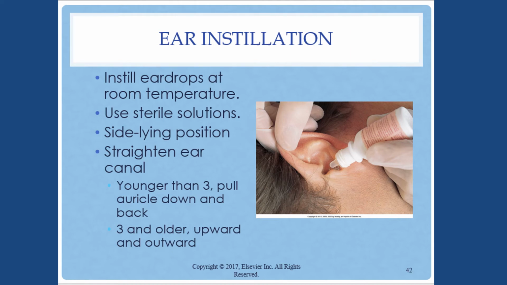Because internal ear structures are very sensitive to temperature extremes, you need to instill ear drops at room temperature to prevent vertigo, dizziness, or nausea. If you've ever irrigated a patient's ears, you know that they can get very, very dizzy if we don't do that correctly. That temperature can make a big difference for them. Although the structures of the outer ear are not sterile, sterile solutions are used in case the eardrum is ruptured. The entrance of non-sterile solutions into the middle ear structure often results in infection.